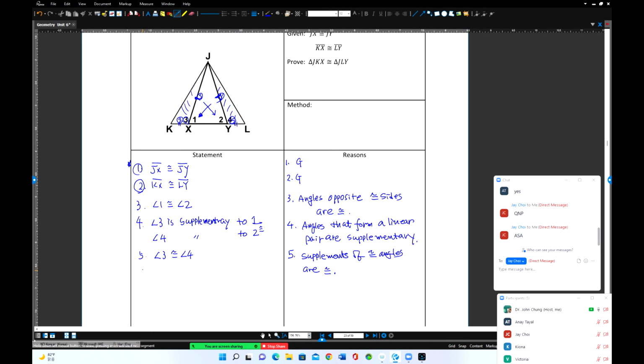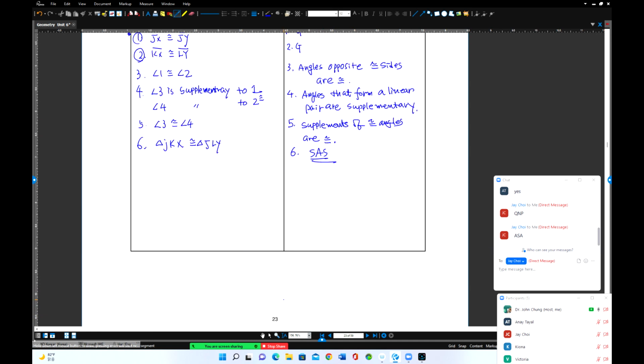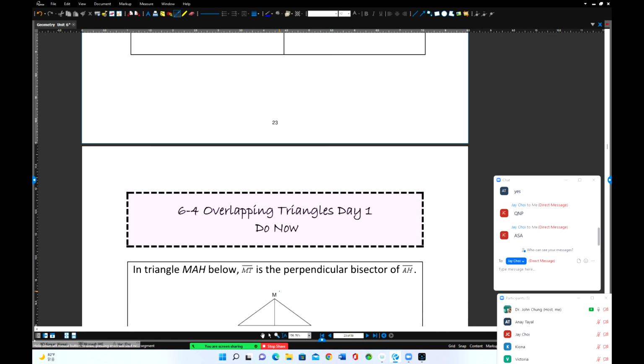Now we got everything. Side, angle, side. Now you can say the triangles are congruent. Triangle JKX is congruent to triangle JLY. The reason is side, angle, side. All right, so we're going to do overlapping triangles with CPCTC next time.